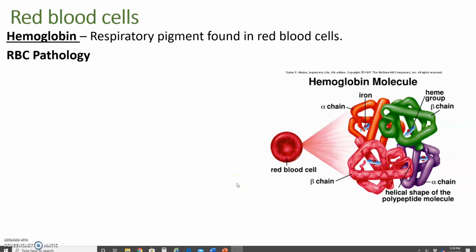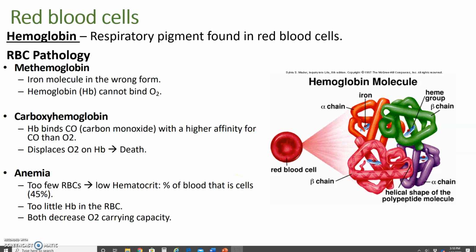There are a few pathologies that are worth mentioning. One is what we call methemoglobin. This is what happens when the hemoglobin is in the wrong form, and it compromises its ability to bind oxygen.